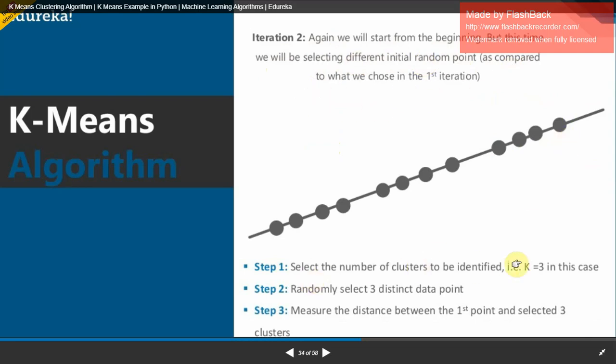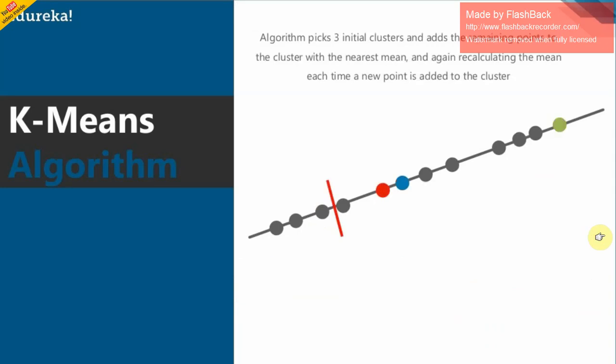Select the number of clusters to be identified. In this case we need three clusters. Randomly select three distinct data points, or any ones you select randomly. Measure the distance between the first point and the selected three clusters.